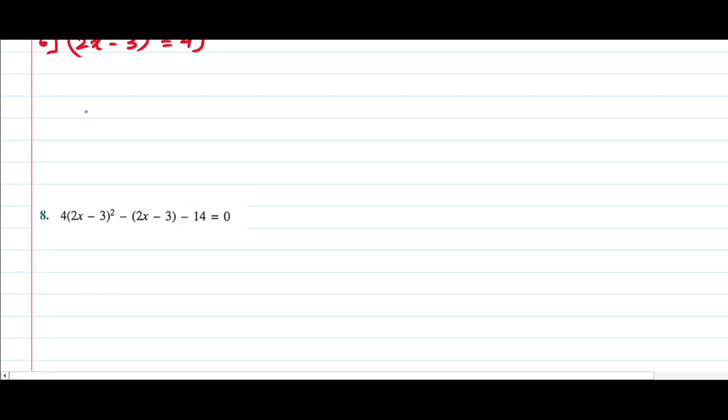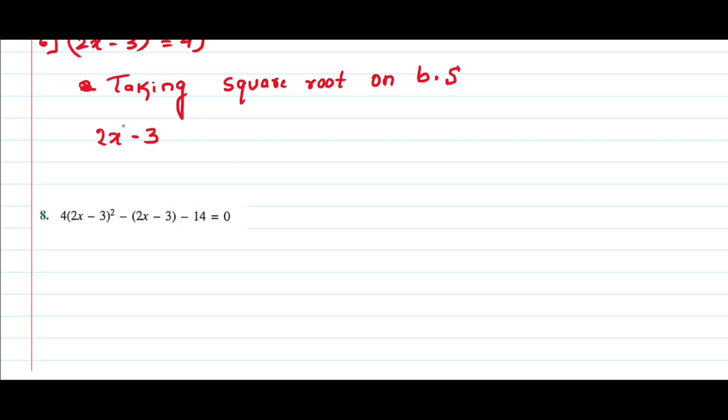taking square roots on both sides of the equation, I'll get here as 2x minus 3, which is equals to 49.